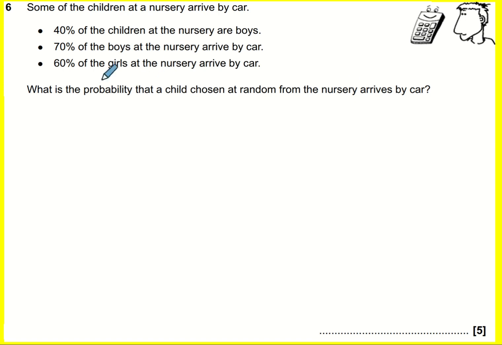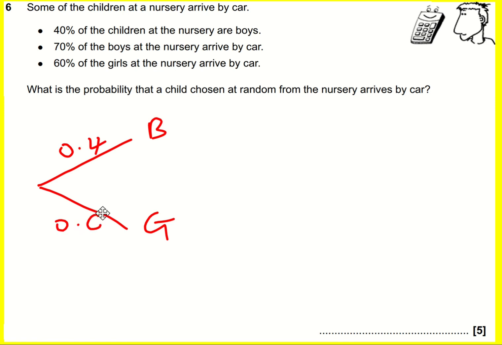Well, the probability bit gives it away a little bit. A really good idea for this sort of question is to draw a tree diagram to start with. So we've got boys or girls. 40% of boys, that's as a decimal is 0.4. I quite like to write it as a decimal, just get rid of that percentage. And that's going to mean that 0.6 or 60% are girls.